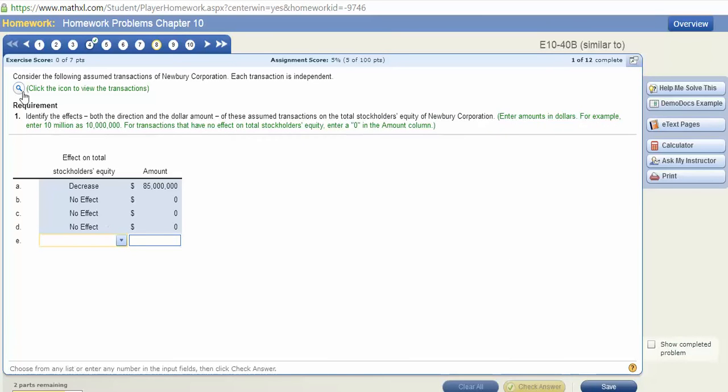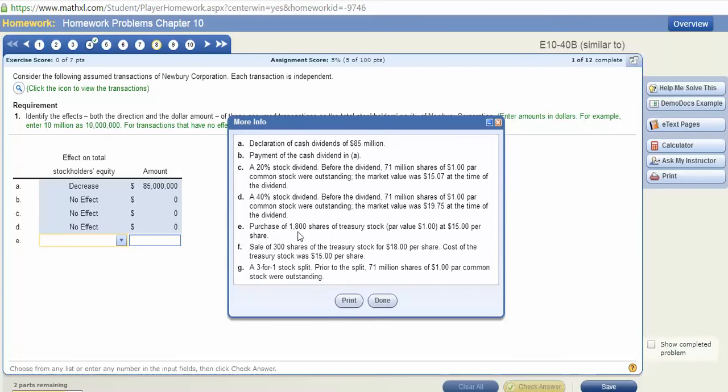Let's look at the next one, E, which says purchase of 1,800 shares of treasury stock. It tells you par value is $1 and the treasury stock is purchased at $15 per share. The question is, what effect does this transaction have on stockholders' equity? Once again, the easiest way to answer is to ask yourself, what is the entry made when you purchase 1,800 shares of common stock, which when your company buys it back, is called treasury stock.